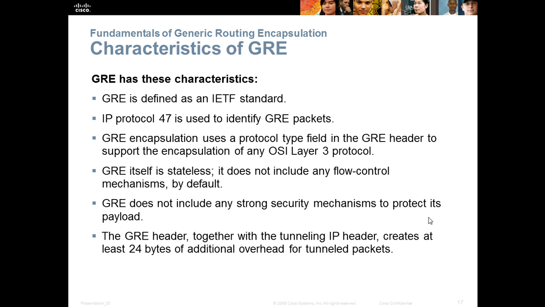GRE is a stateless protocol. It does not include any flow control mechanism by default. GRE does not include any strong security mechanism to protect its payload. The GRE header, together with the tunneling IP header, creates at least 24 bytes of additional overhead for tunneled packets.